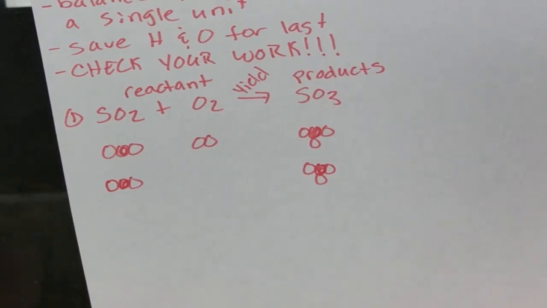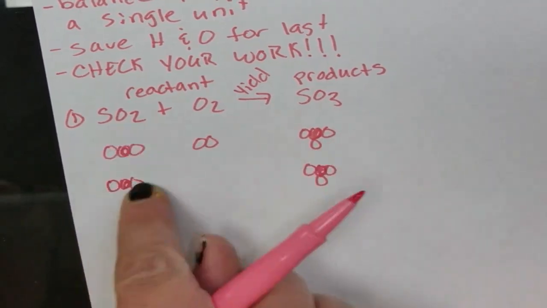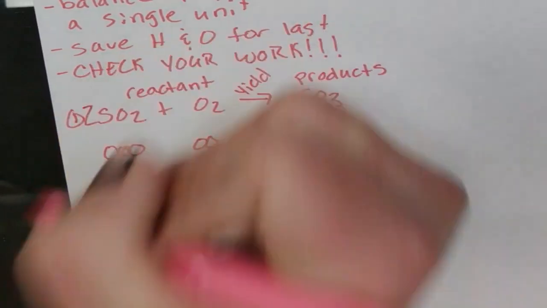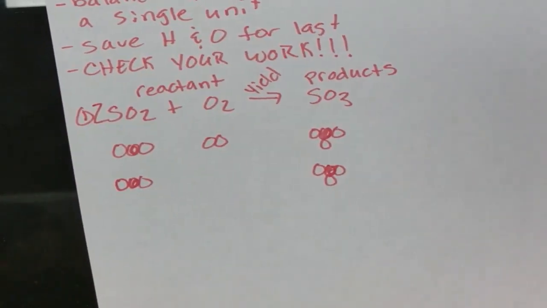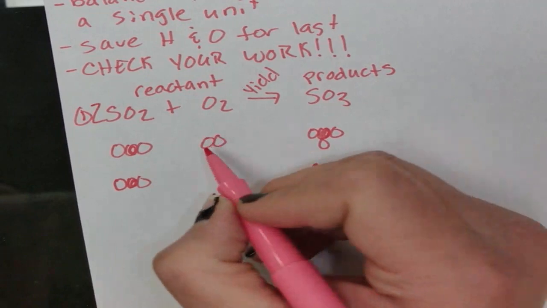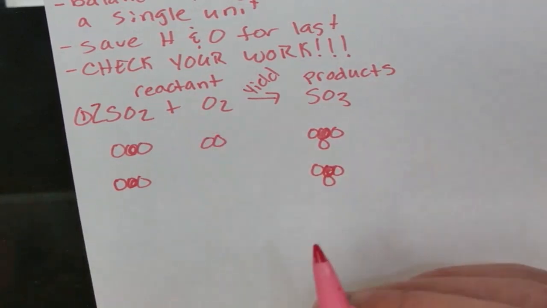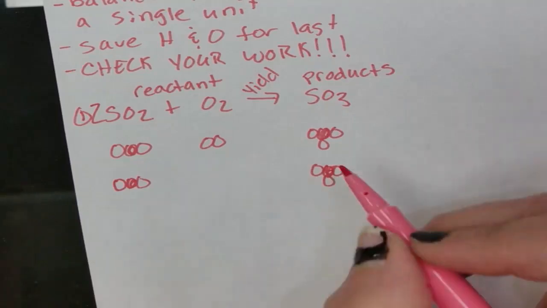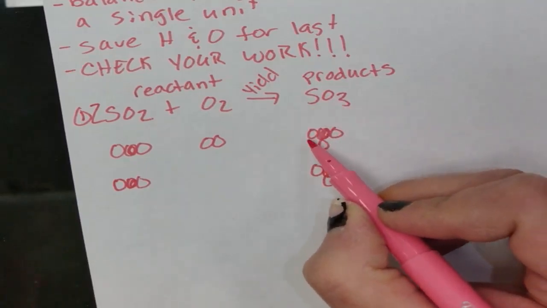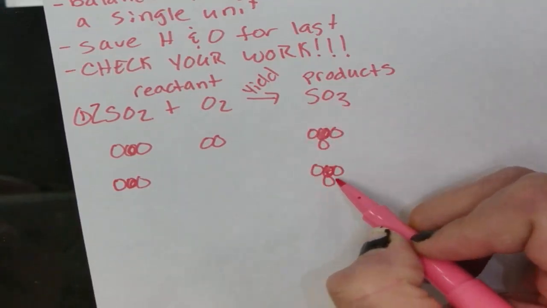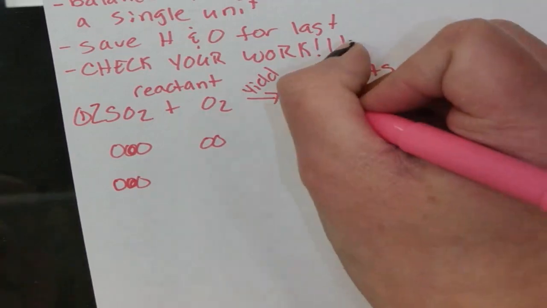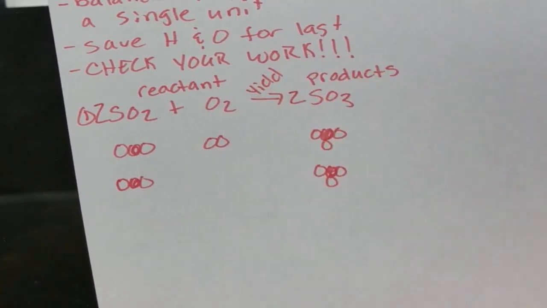So what does that tell me? That tells me I have 2 moles of sulfur dioxide. So I'm going to put a 2 as a coefficient in front. I have 1 oxygen, so we're going to leave that blank. In math, when there's no value, it's understood to be 1. And I have 2 sulfur trioxide, so I'm going to put a coefficient of 2 there.